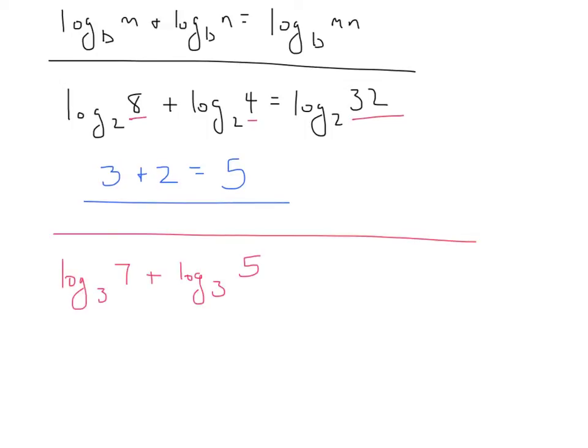So here we have log base 3 of 7, and to that I'm looking to add log base 3 of 5. Now neither of these works out nicely, but it doesn't keep me from combining them and saying, okay, 7 times 5 is 35, so this is going to be log base 3 of 35. And that doesn't work out nicely, but that's okay. It's still a true statement.